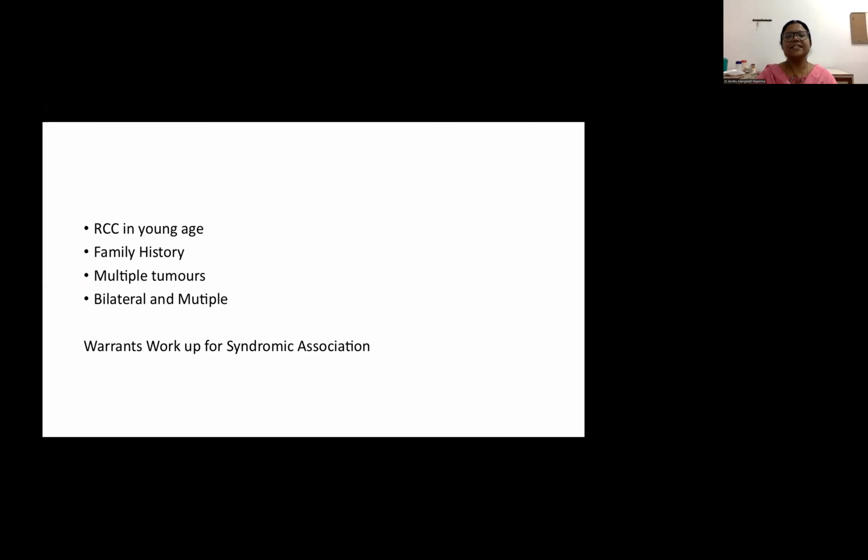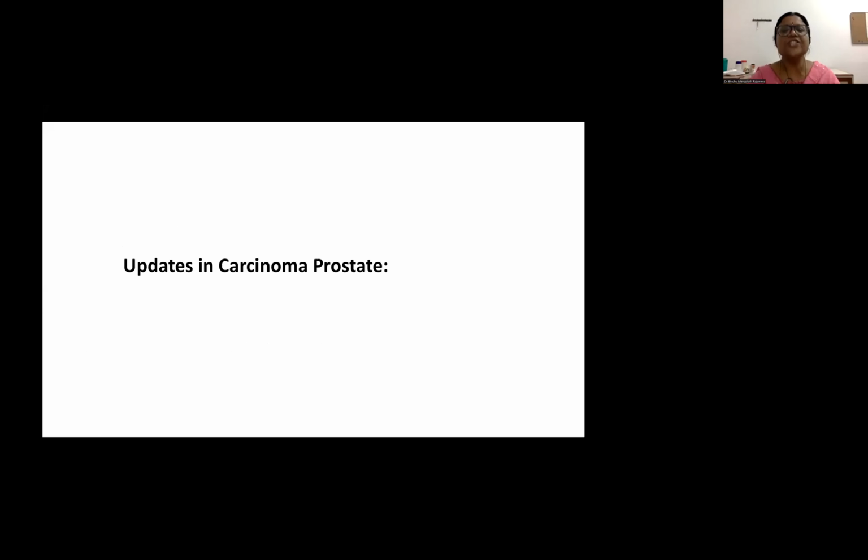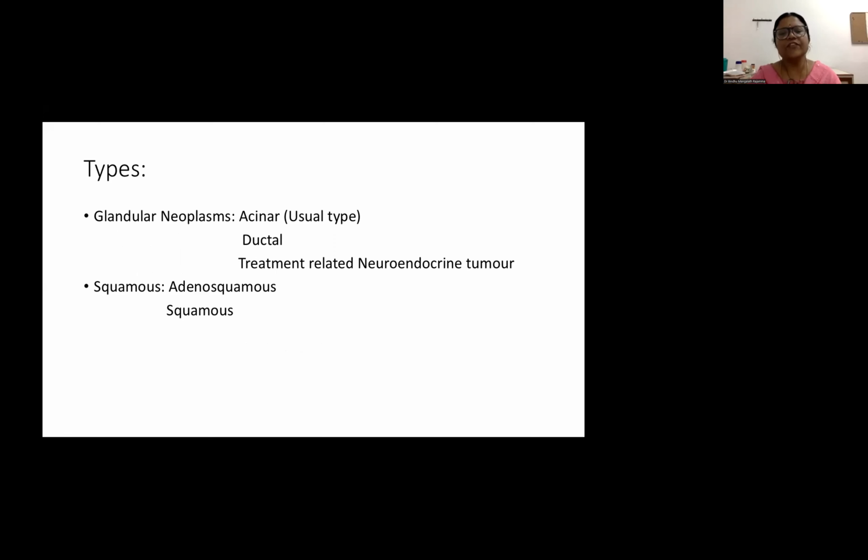So with that, this is in a nutshell the update that has come in the kidney tumors in the 2022 WHO. A little bit on the updates on the prostate. If I ask you what is the most common type of tumor that one gets to see in the prostate, as you all know, in men, it ranks second in the list. It's the second most common tumor in males, and the fifth most common as far as cancer-related death is concerned. And the most common tumor in the prostate is an adenocarcinoma.